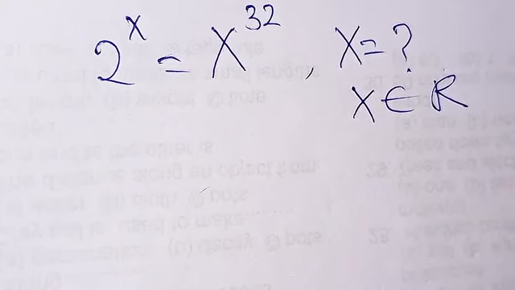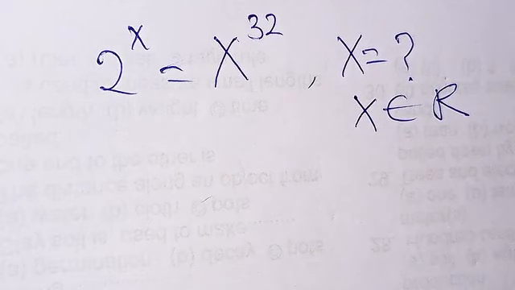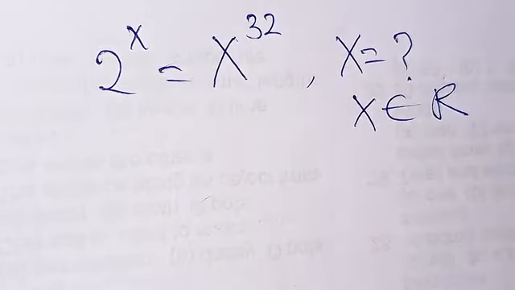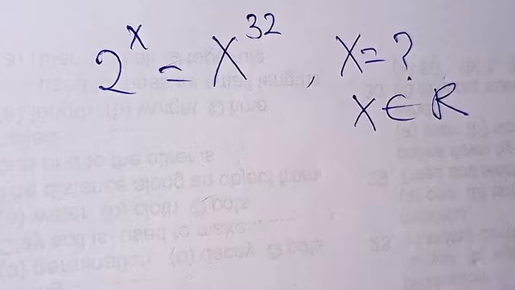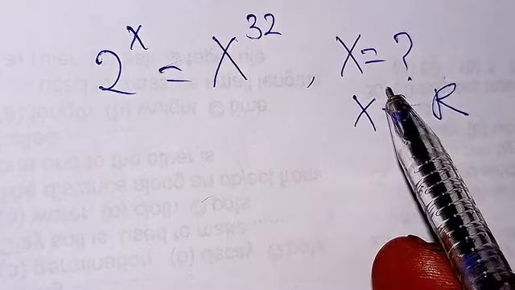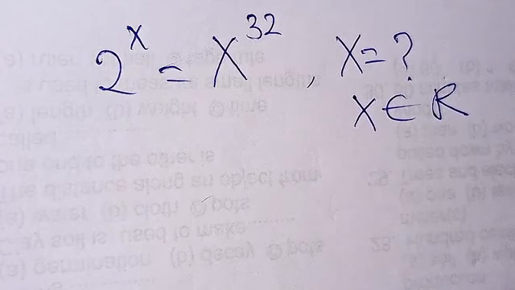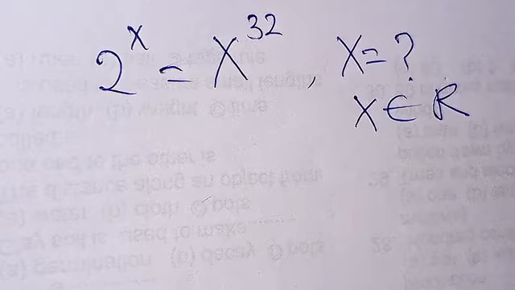In today's tutorial, we are going to be solving this beautiful Olympiad problem. We are given 2 to the power x equals x to the power 32. Then we want to look for the value of x, and x must be a real number. Okay, now let's see what we are going to do.